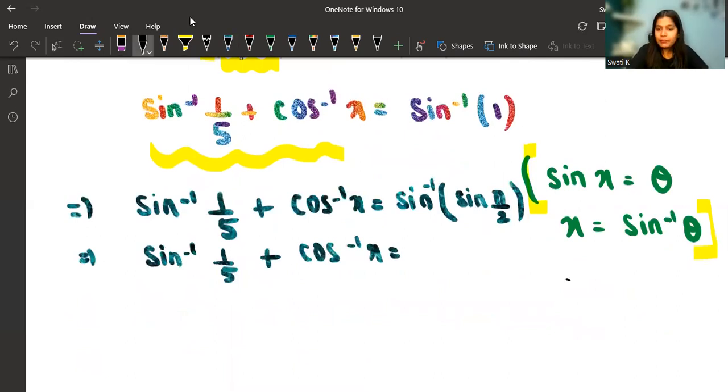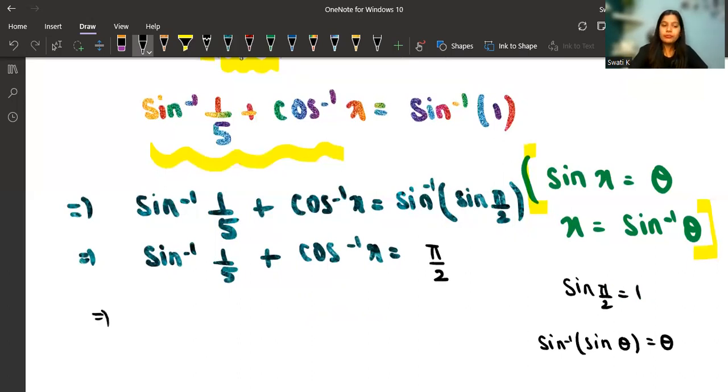So the first formula I have used is that sine pi by 2 is of course 1. And the second formula that I'm going to use is sine inverse sine theta is theta. All right. So sine inverse sine theta is theta. So yes, of course, using this, it will become just pi by 2, right? And now this I can write down as sine inverse 1 upon 5 as it is.